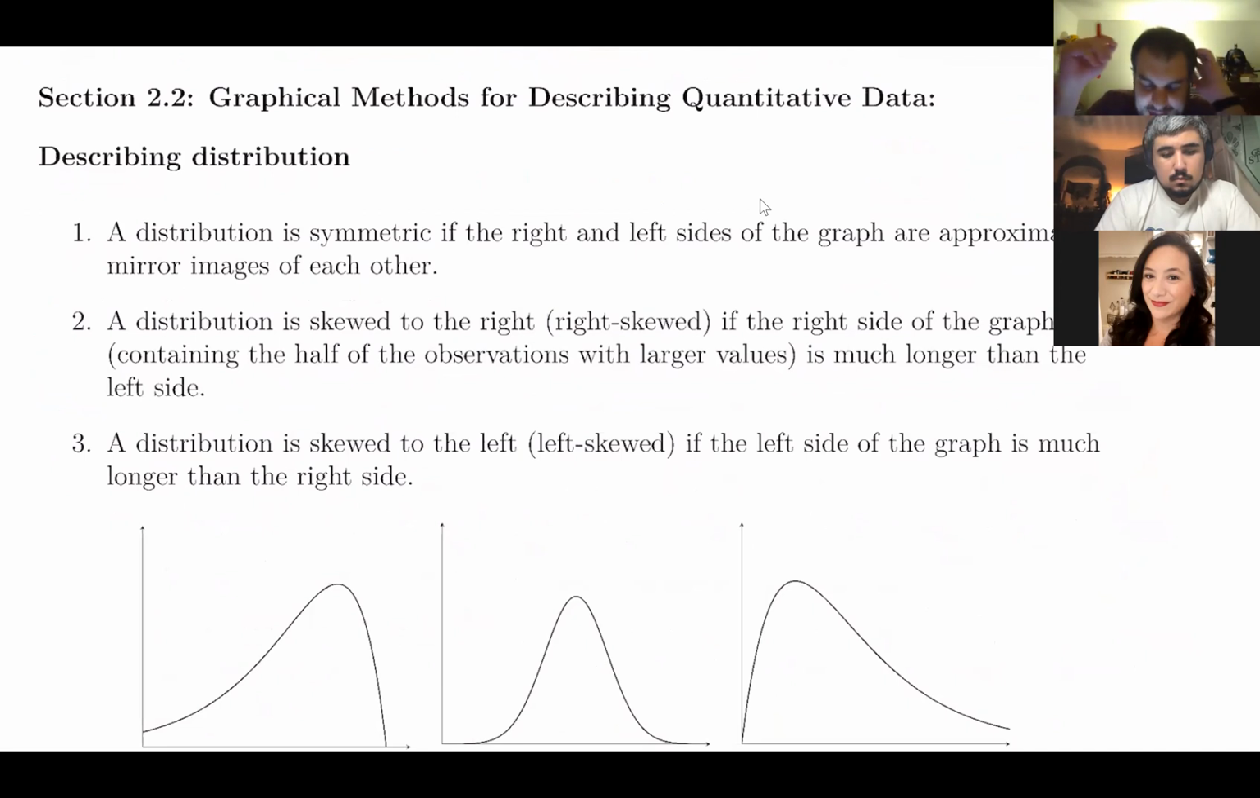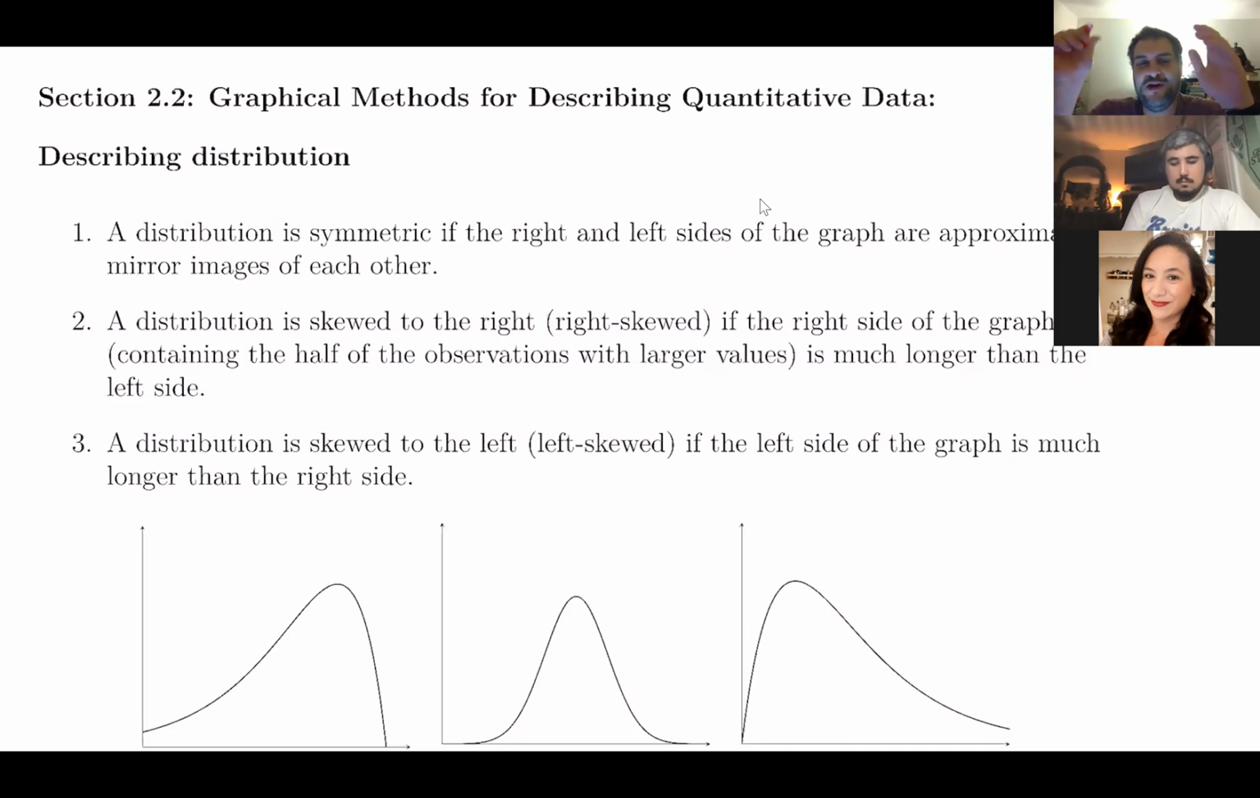All right, up next we're getting to 2.2. In 2.2, we're going to be focusing on quantitative data sets, and we're going to focus a little bit on the distribution. When we talk about distribution, we're talking about where most of the data set is located, because that's what distribution is saying. It is saying how it is distributed.